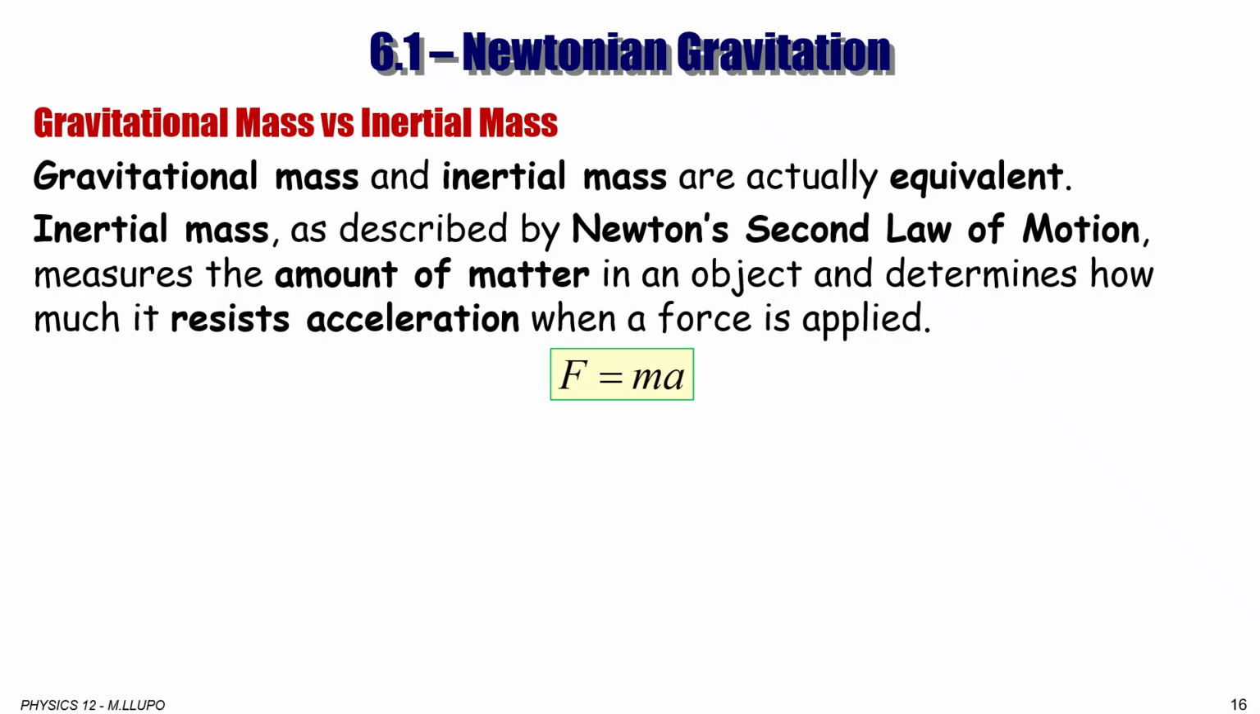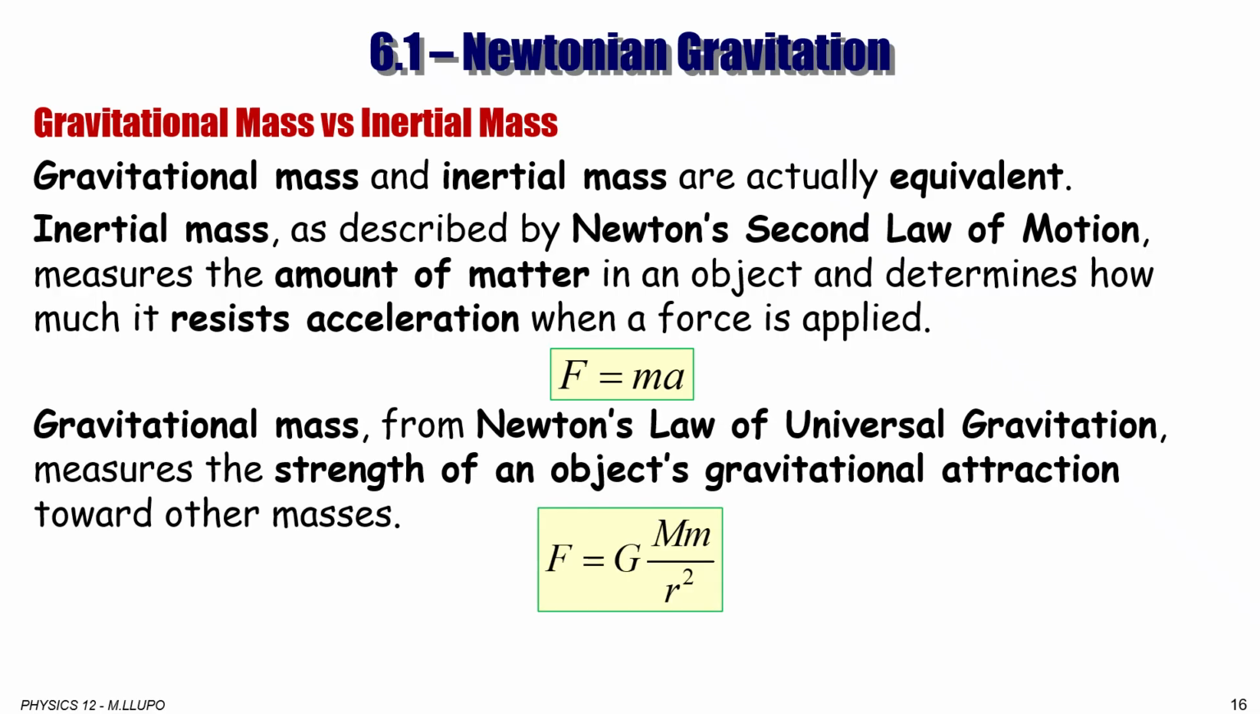Let's compare and contrast gravitational mass and inertial mass. Gravitational mass and inertial mass are actually equivalent, the same symbol and same value. However, what do they refer to, based on the concept that we cover? Inertial mass, as described by Newton's second law, measures the amount of matter in the object that determines how much it resists change in motion, or acceleration, when a force is applied. This is connected with Newton's second law formula: force is equal to mass times acceleration.